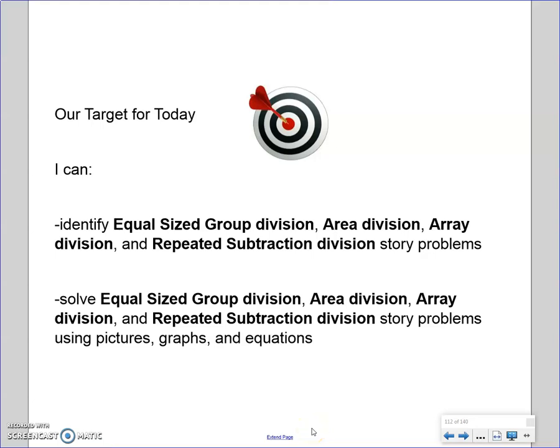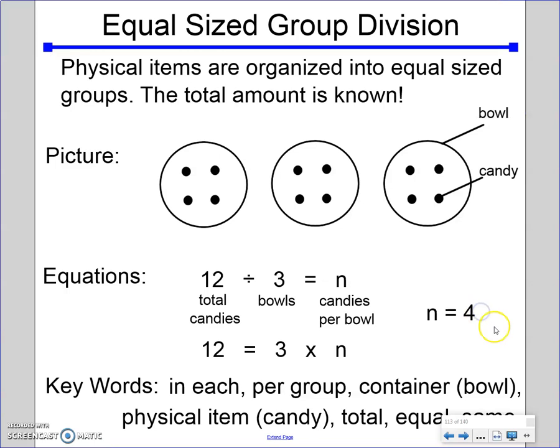Good morning, third grade. Our targets for today are: I can identify equal-sized group division, area division, array division, and repeated subtraction division story problems. And I can solve equal-sized group, area division, array division, and repeated subtraction division story problems using pictures, graphs, and equations. So third grade, let's get started.